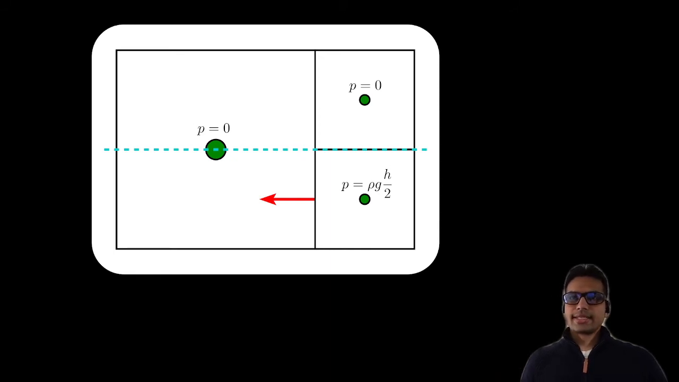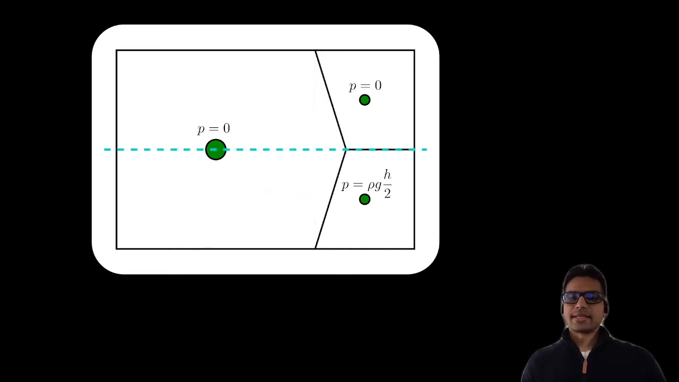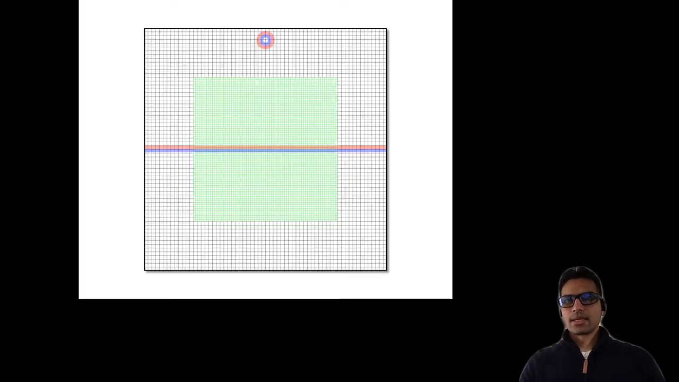An easy way to solve this problem is to slightly tilt this face, and if we are careful about how much we tilt this face, then the pressure gradient will exactly match the gravity force and they will cancel each other, and so we'll get back the hydrostatic solution. This is a test of this idea on a 2D simulation where you can see that ultimately we get back the hydrostatic solution.